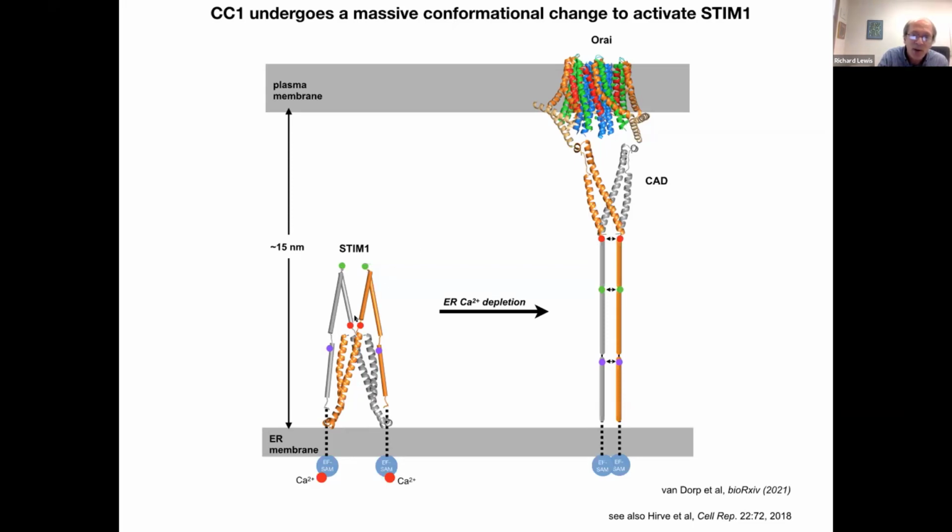By introducing pairs of cysteines at various positions within the CC1, we found that these cysteines can form disulfides in the active state of the protein, suggesting that there's a close pairing between these various CC1 helices along their entire length in the active state.